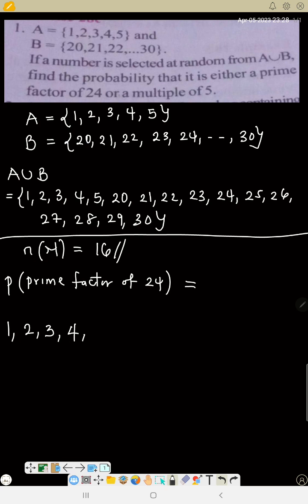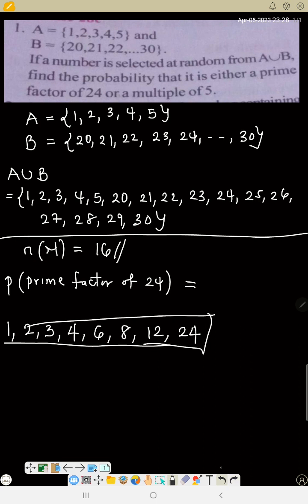So 5 times, nothing will give us 24. So 6 times 4, 24. 7, 8 times 3, 24. 9, 10, 11, 12 times 2, 24. 13, 14, up to 24. So all these numbers are factors of 24, meaning 24 divided by any of these numbers will not give you a remainder. So any number that is not here is not a factor.